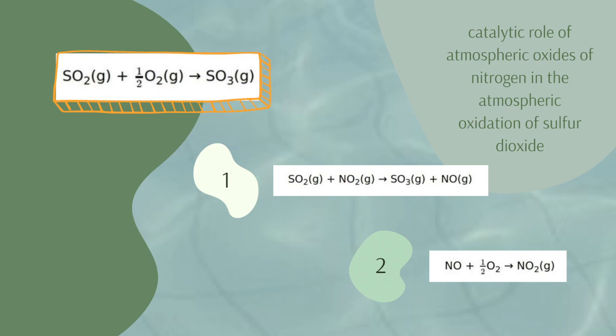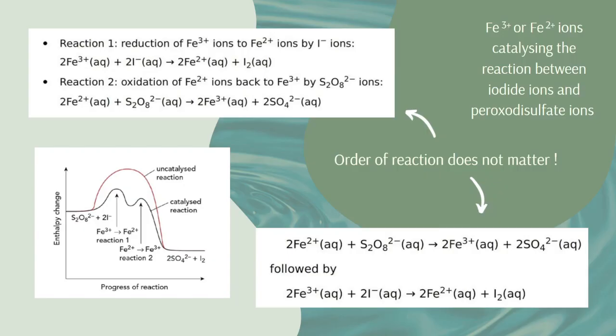This is the common mode of action of homogeneous catalysts. They are often used up in one step but later on reformed again. For the second example, we have once again a two-step reaction for the catalysis of the reaction between iodide ions and peroxodisulfate ions. There are two possible methods in which the reaction could go on. The first being Fe3+ ions oxidizing iodide ions and forming iodine and Fe2+ ions, after which the Fe2+ ions will react with the peroxodisulfate ions to reform the Fe3+ ions and form sulfate ions.